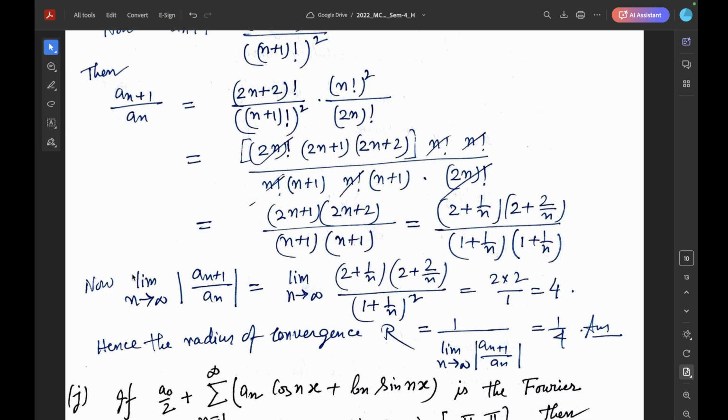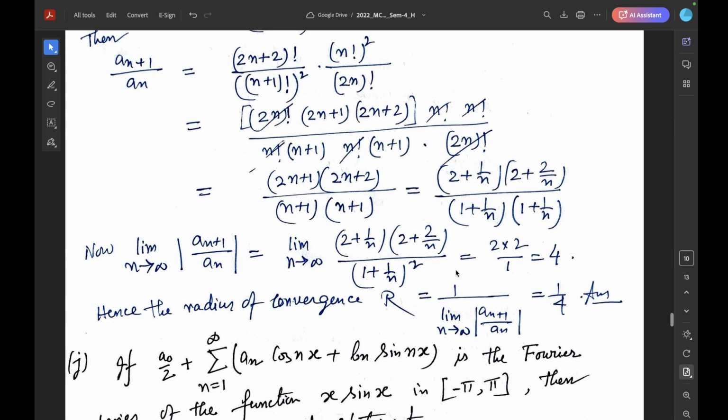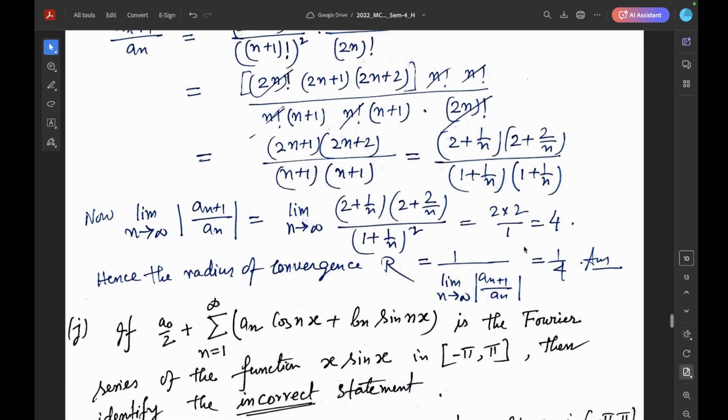And when limit n tends to infinity, modulus of an plus 1 by an equals 4. Hence the radius of convergence R equal to 1 by limit n tends to infinity modulus of an plus 1 by an, so 1 by 4 is the required answer.